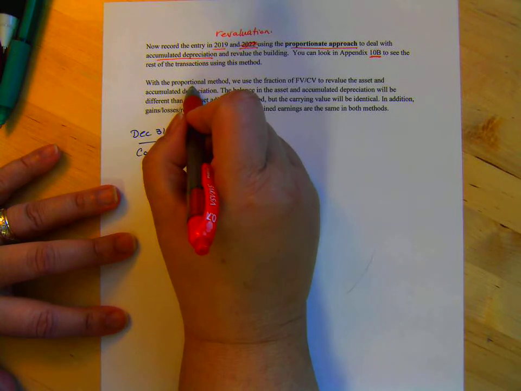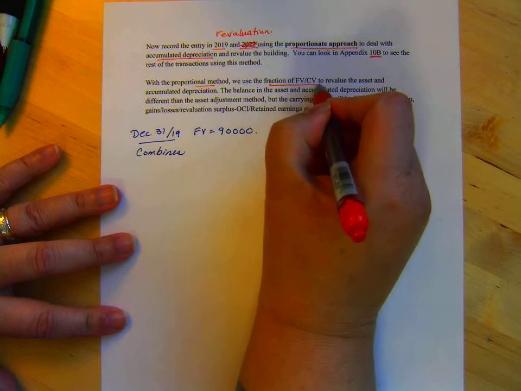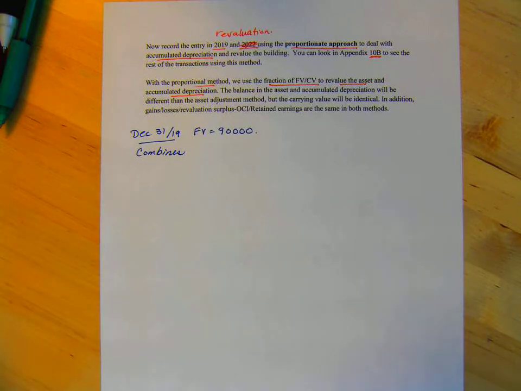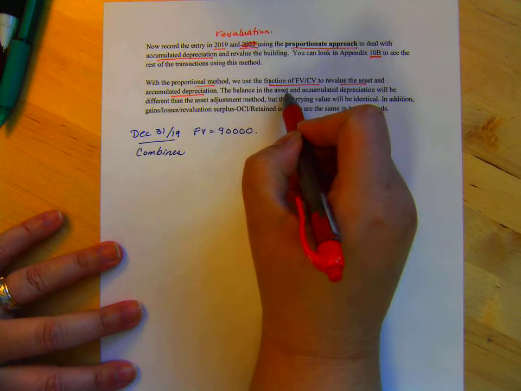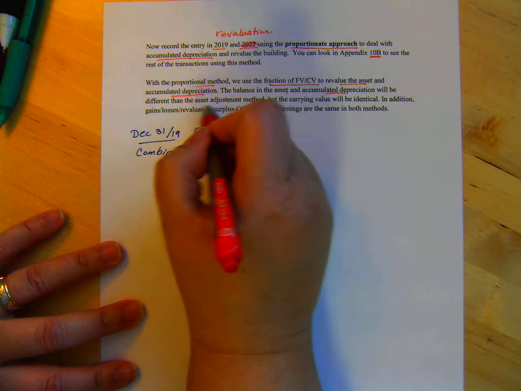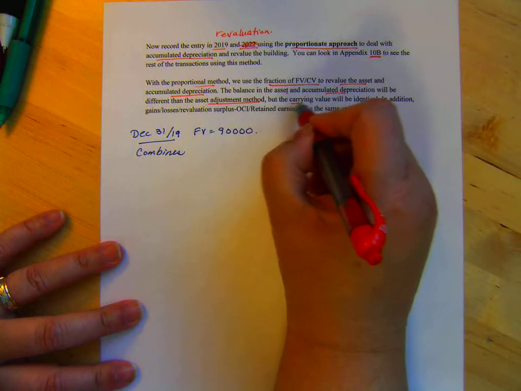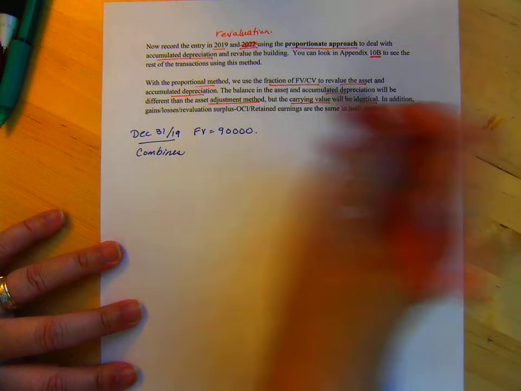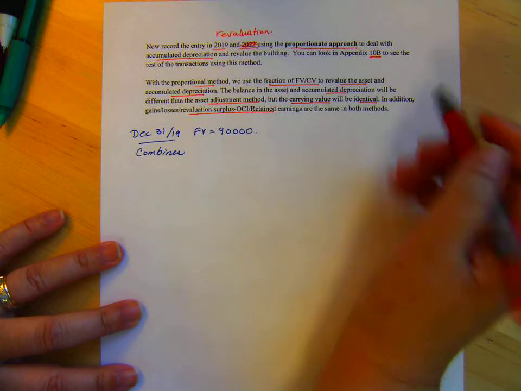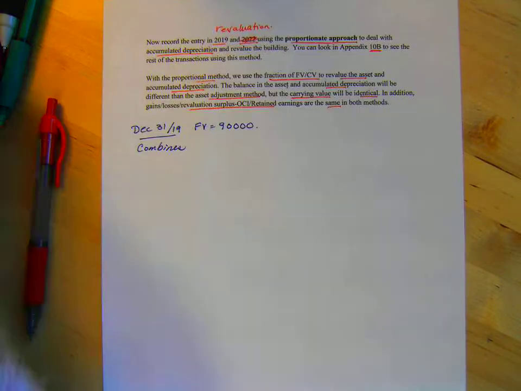So with the proportional method, we use the fraction of fair value over carrying value to revalue the asset and the accumulated depreciation. So instead of closing accumulated depreciation to the asset, we're going to take a little bit off both. The balance in the asset and accumulated depreciation will be different than the asset adjustment methods, but the carrying value will be identical. And the revaluation surplus, gains and losses are the same in both methods. Okay.